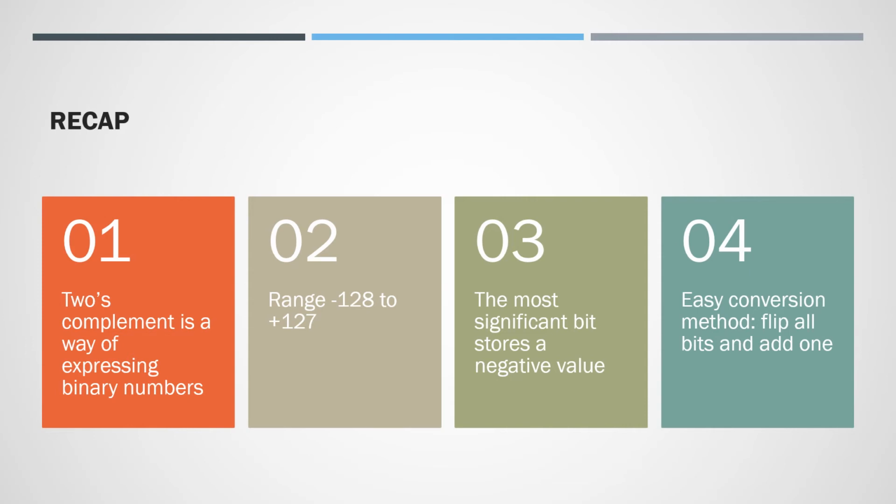So to recap what we've learned so far in this lesson, 2's complement is a way of expressing binary numbers, and they range from minus 128 to plus 127. The most significant bit of a 2's complement number stores a negative value. And there's an easy way to make minus numbers. Create an ordinary number and then flip all the bits and add 1 to convert it into a minus number.